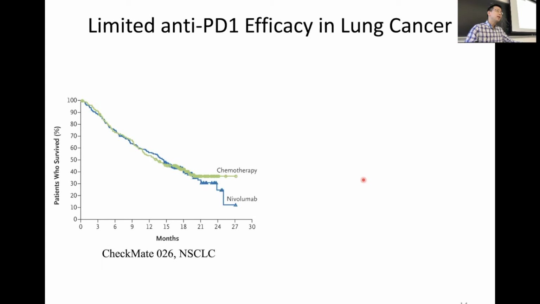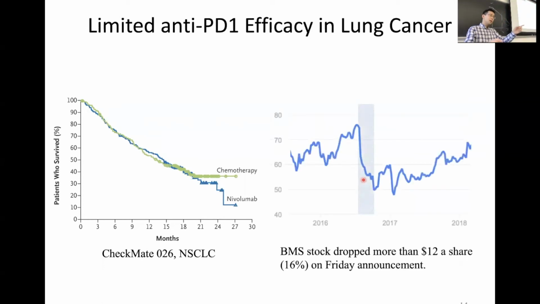Could anyone make a guess how much money BMS lost because of this single figure? Okay. Millions of billions of dollars? Well, Sam, that's a very good guess. It is very hard to estimate the overall loss because of many secondary effects. But the BMS stock price dropped $12 per share, which is 16%, on the Black Friday announcement. And some investigators estimate that it's about $25 billion in total if you count the secondary effects.